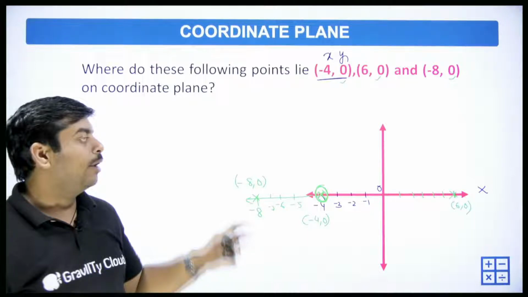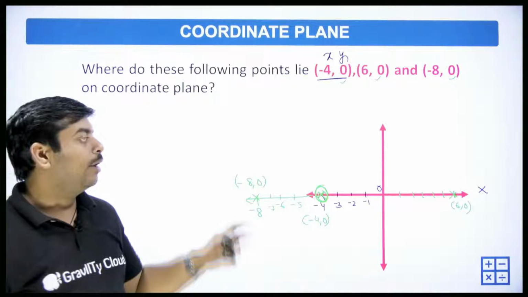Now, let me plot 2 points, 3 comma 0 and minus 5 comma 0. So 3 comma 0 is somewhere here and minus 5 comma 0 is somewhere here. The point now is we need to find the distance between these 2 points. If you carefully observe, from the origin, this is 3 units and this is 5 units.